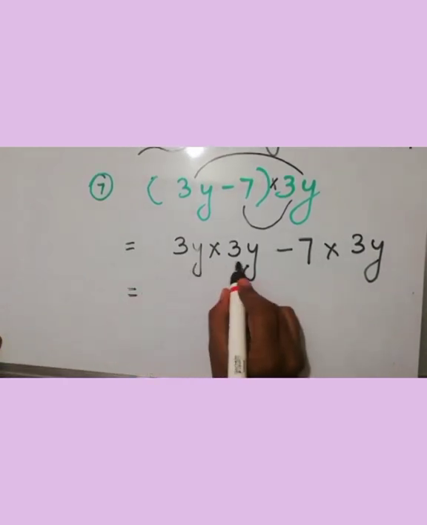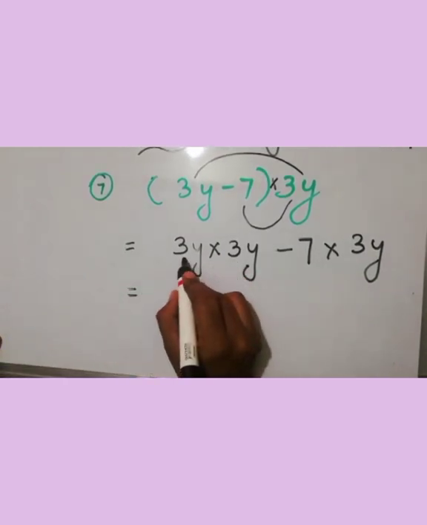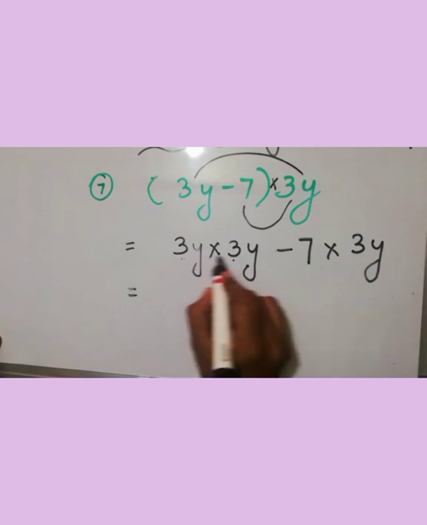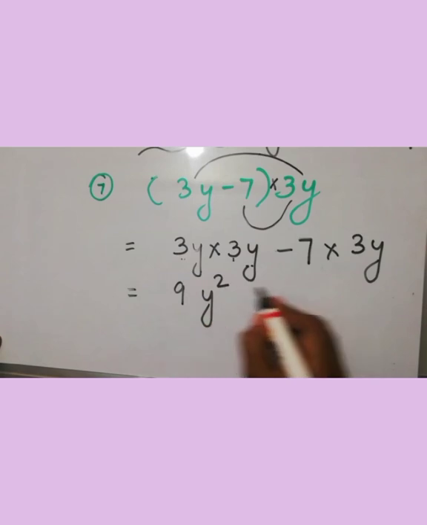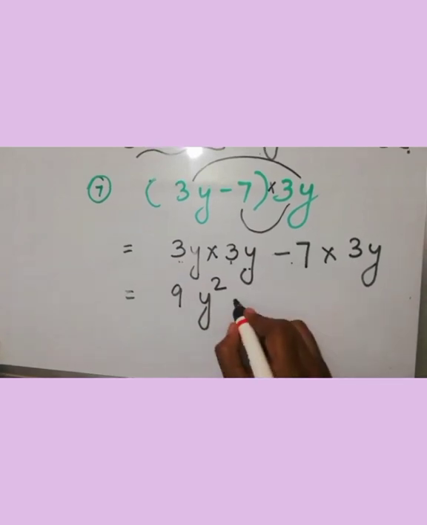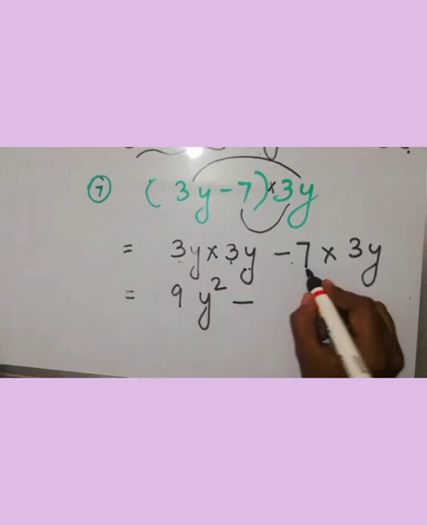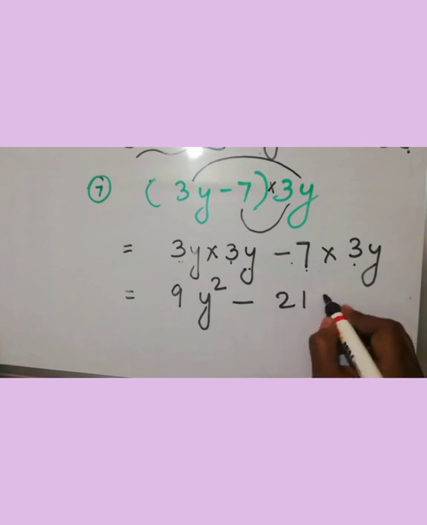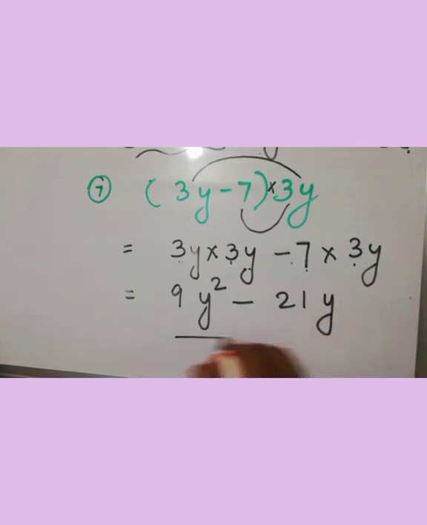Now you know how to multiply these two. Multiply the coefficients first. 3 3s are 9. y into y is y square. Now see here, minus is there, minus 7 into 3, 21, and what is remaining? The variable y. Is this clear to you? Copy down this.